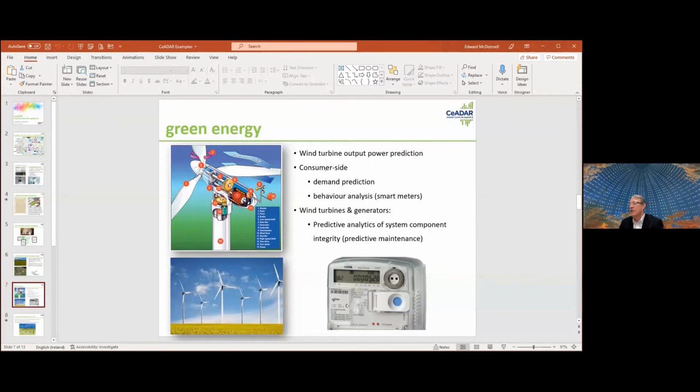Now, if we look at the consumer side as well, working with companies there to predict consumer demand, and one of the other areas, and we're working with several different companies in this, is in being able to predict when these machines will fail. They're very, very heavily censored, the wind turbines.